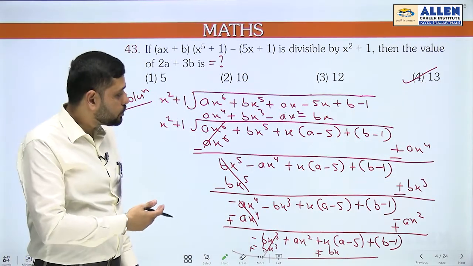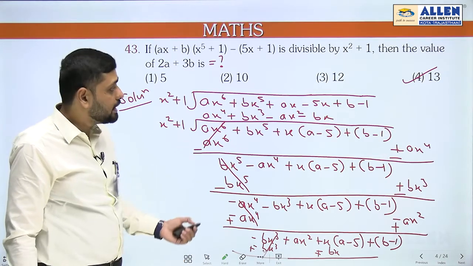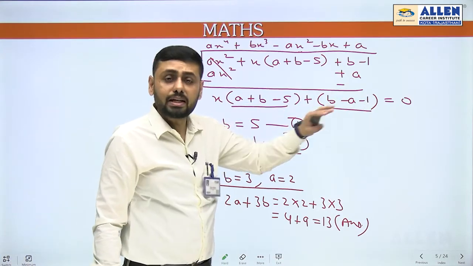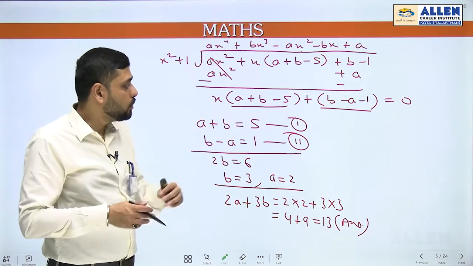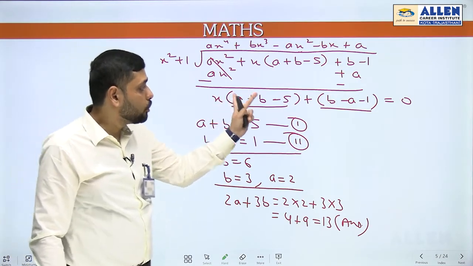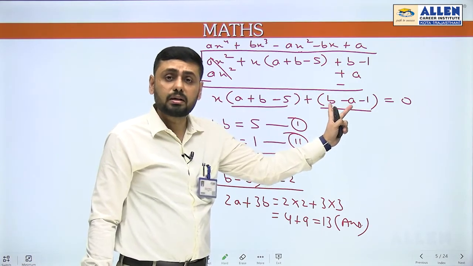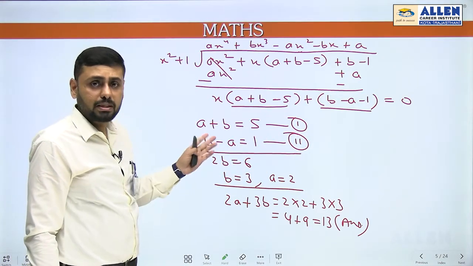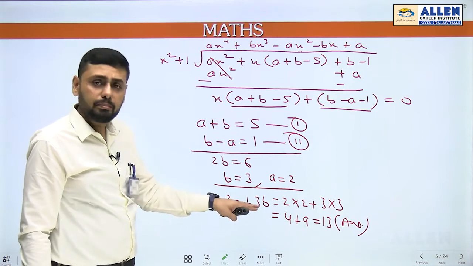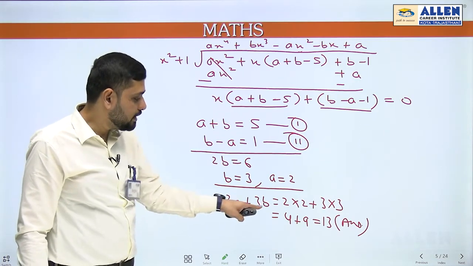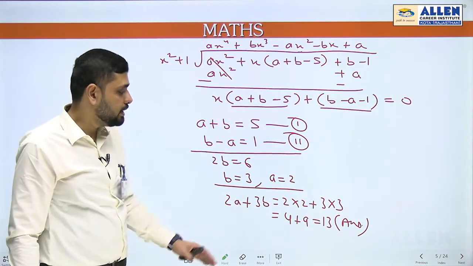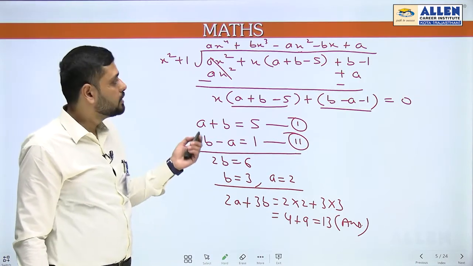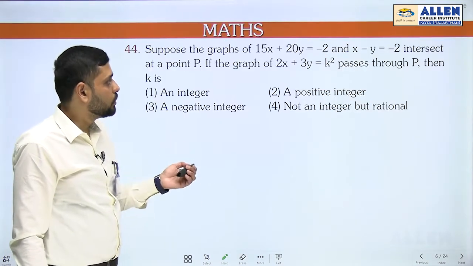So in this way we need to solve this question, but that is by long division method. Whatever remainder you are getting, you need to take the remainder equal to 0, and after doing it, you need to take the coefficient of x as well as constant term both equal to 0 to get the two equations. And after simplification, you will get the value of a and b, and you can keep the value of a and b here to get the value of 2a plus 3b equal to 13, right? So you note it down. Now we'll move on to the next question.